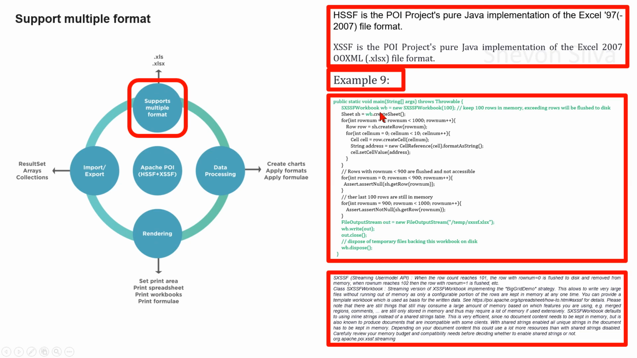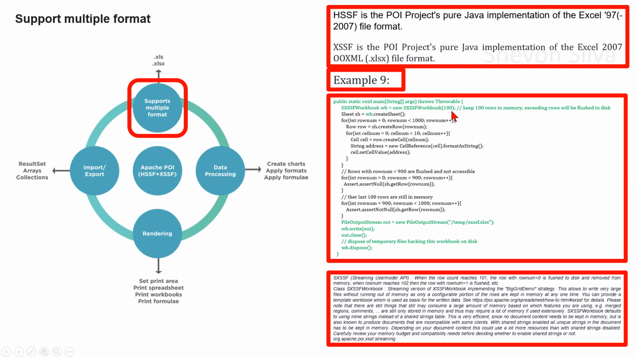The example below here writes a sheet with the window of 100 rows. When the row count reaches 101, the row with row number 0 is flushed to the disk and removed from the memory. When row number reaches 102, then the row with row number equal 1 is flushed, etc.